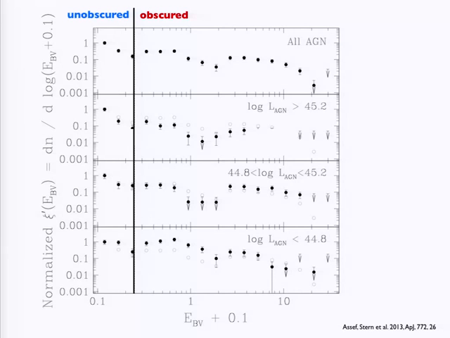Suggestive of maybe a multiphasic obscuring medium. Maybe if you're Moshe Elitzur, you jump up and down, and this is evidence of a clumpy torus model. Maybe if you're Phil, some of the obscuration is coming from global-scale dust from the merger, and some is coming more from a torus. I don't know, but we're pushing on this with much larger samples now from matching WISE with Sloan.